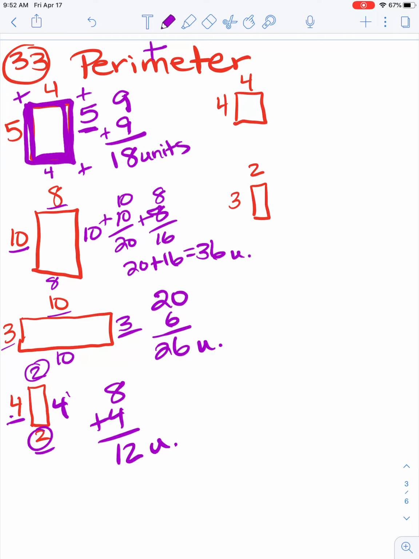All right, here we have a square. So 4, 4, 4, and 4. Let's just count by 4s. 4, 8, 12, 16. 16 units.